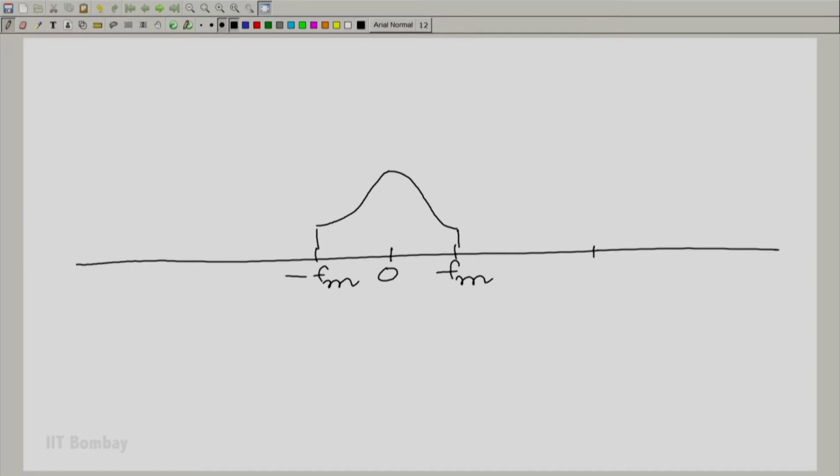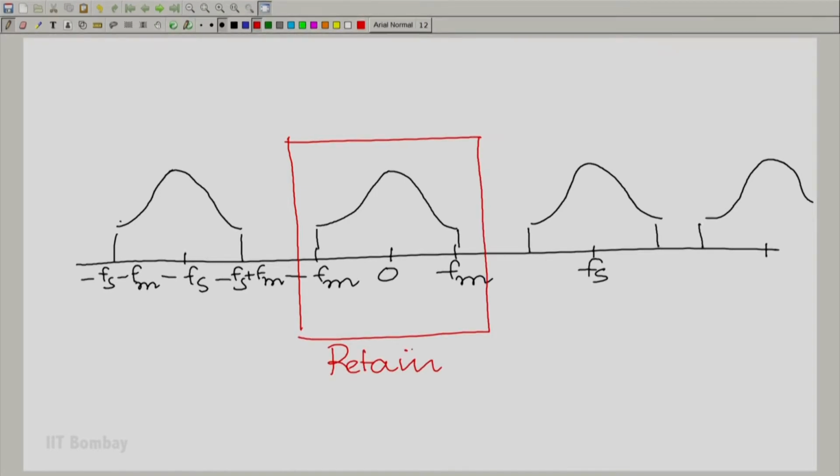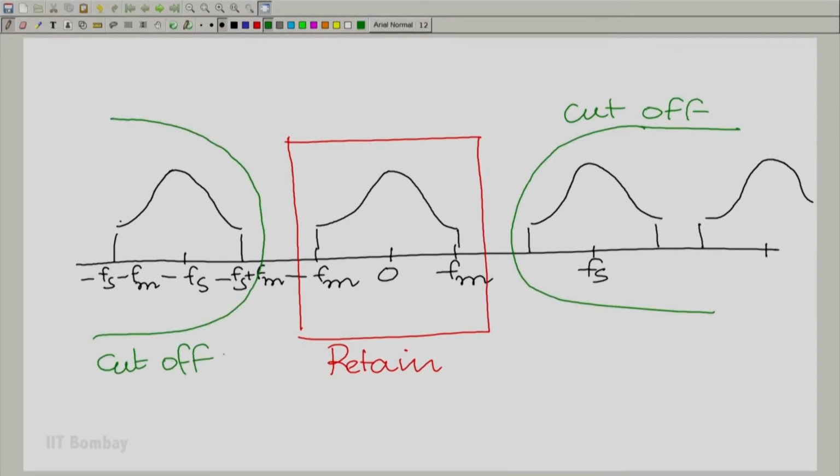and you sampled it at a rate Fs greater than twice Fm, copies of the original spectrum would be created at every multiple of Fs. And reconstruction essentially means retaining the original and cutting off the copies. So, we need a system which retains this and cuts off all the rest. Now, how do you do that? Suppose you passed this whole sampled signal. So, this is the spectrum of the sampled signal.